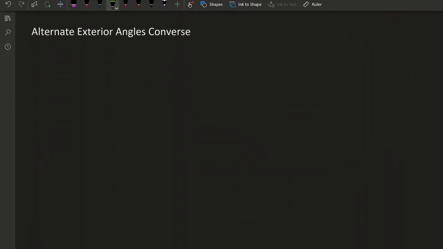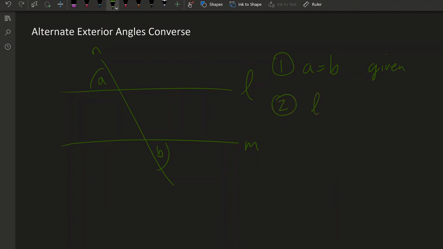Okay, alternate exterior angles converse. So we would say, if I know that A is equal to B, so starting off with A equals B, and that's given, then L must be parallel to M because of the alternate exterior angles converse.